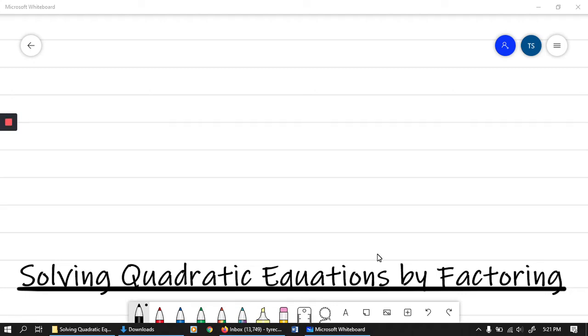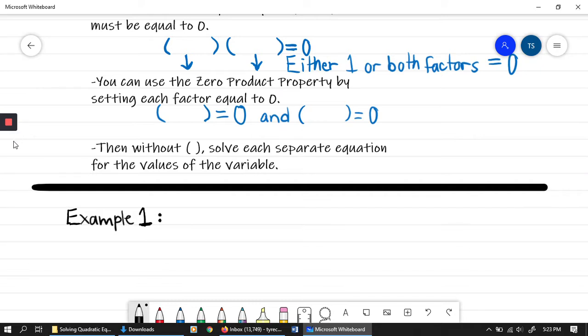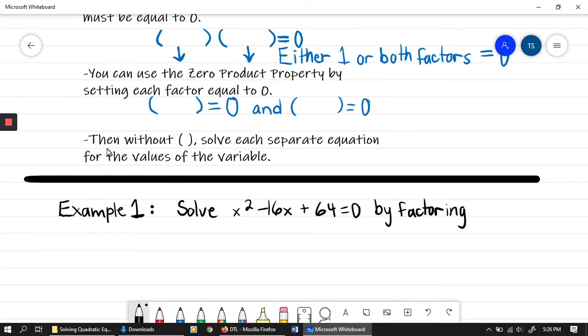Hello students! So this is part 2, or a continuation, of that last video on solving quadratic equations by factoring. In this video, we're going to continue and look at a few examples. So let's say that we're looking at this example here.